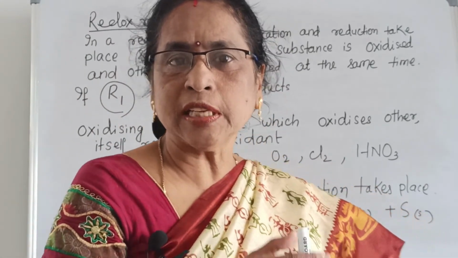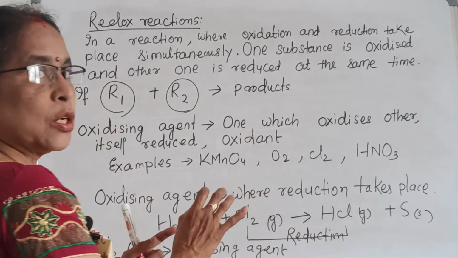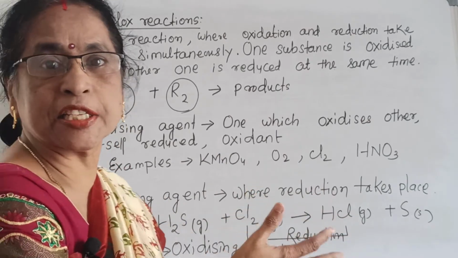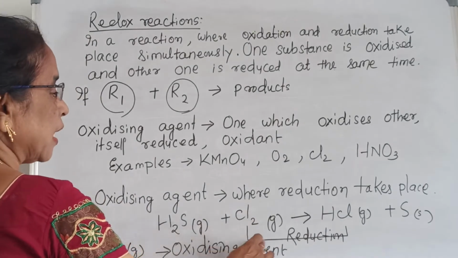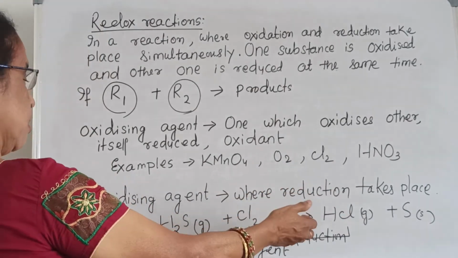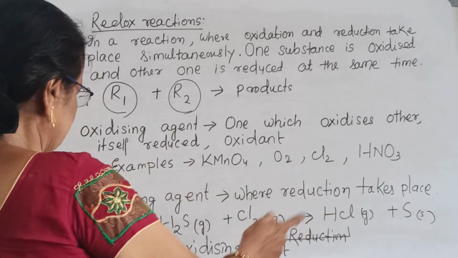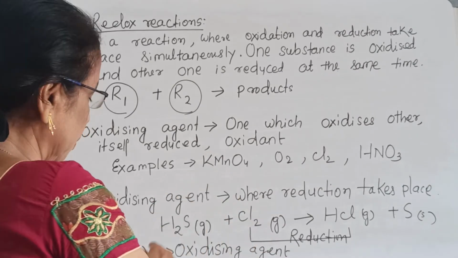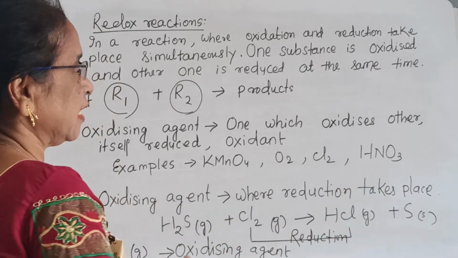Addition of hydrogen is reduction. Now the Cl2 undergoes reduction and the product is HCl, where addition of hydrogen takes place. That is why we can say the process is reduction. And if it is reduction, I told you the oxidizing agent is the one where reduction takes place. That means chlorine, Cl2 gas, is an oxidizing agent in this reaction.